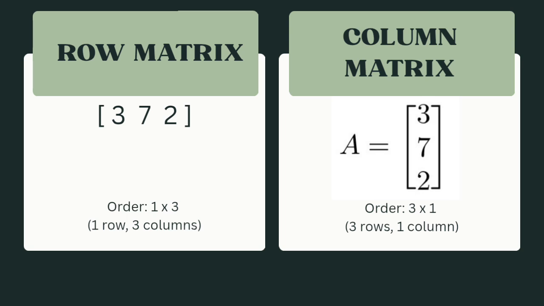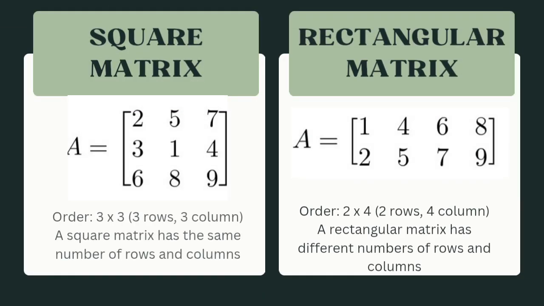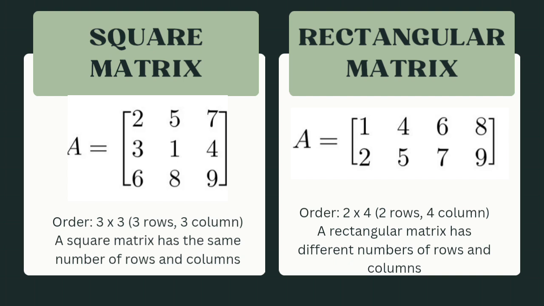3 rows, 1 column. Square matrix. A equals 2, 5, 7, 3, 1, 4, 6, 8, 9. Order 3 by 3, 3 rows, 3 columns. A square matrix has the same number of rows and columns.